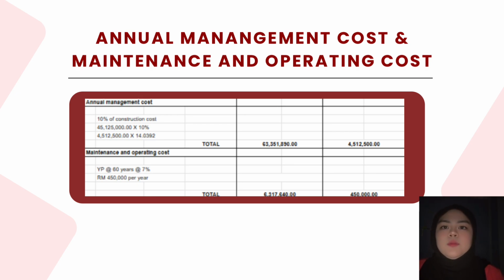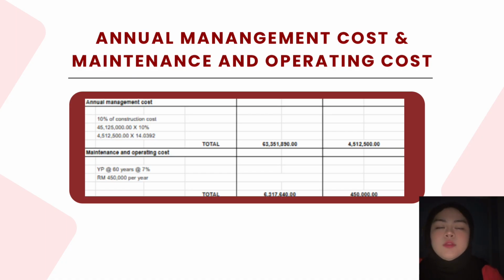To determine the present value, I use the years purchase factor for 60 years at 7%, which is 14.0392. So 4,512,500 ringgit multiplied by 14.0392 equals 63,351,890 ringgit. So the present value of the annual management cost is 63,351,890 ringgit, while the annual equivalent amount remains 4,512,500 ringgit per year.